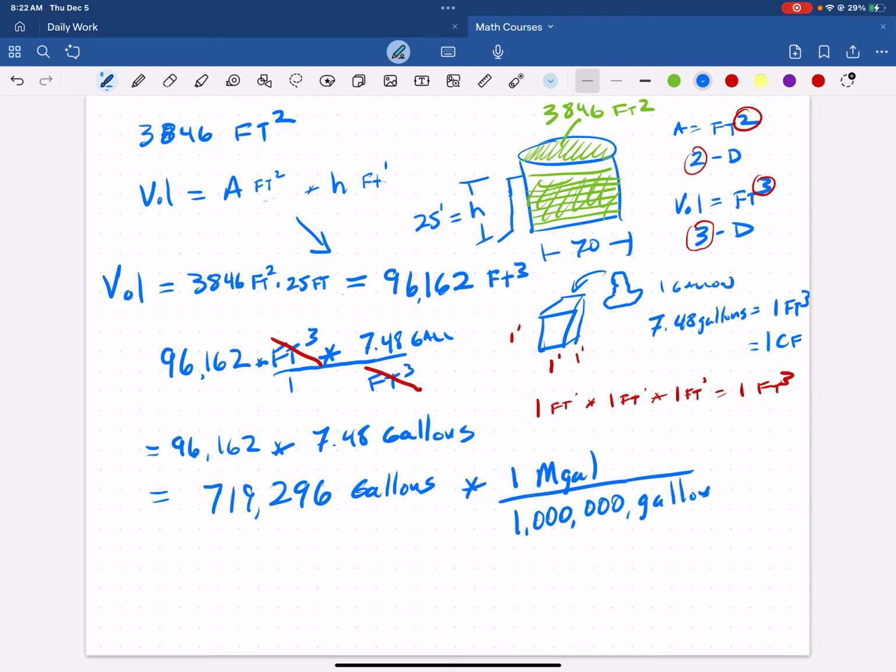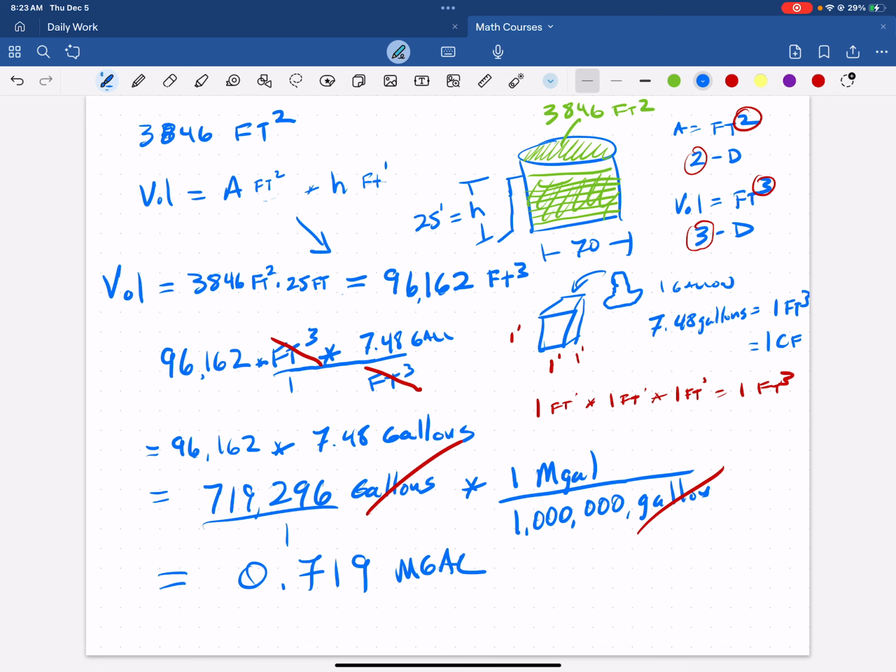1 million gallons is the equivalent of 1 million gallons. So we're going to put that here. And guess what? We're going to do some unit cancellation. Boom, boom. Okay. You can think of that like this had a 1 over it. So what does that equal to? 0.719 million gallons. And that's how we would convert that.